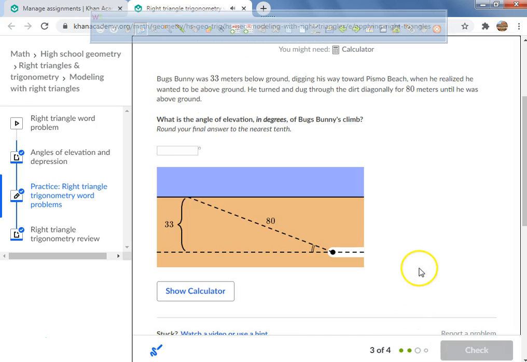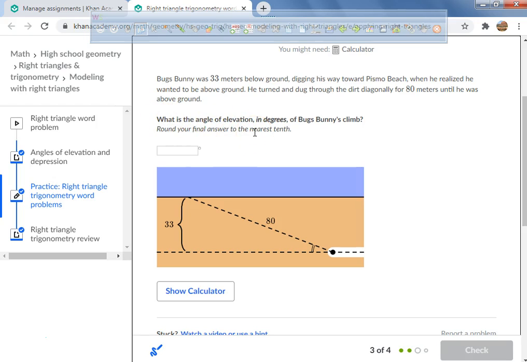Sweet. All right, let's take a look at this one. Bugs Bunny. Oh, good old Bugs. Was 33 meters below the ground, digging his way towards Pismo Beach. I think he made a wrong turn in Albuquerque, though. Just kidding. When he realized he wanted to be above ground, he turned and dug through the dirt diagonally for 80 meters until he was above ground. What is the angle of elevation?